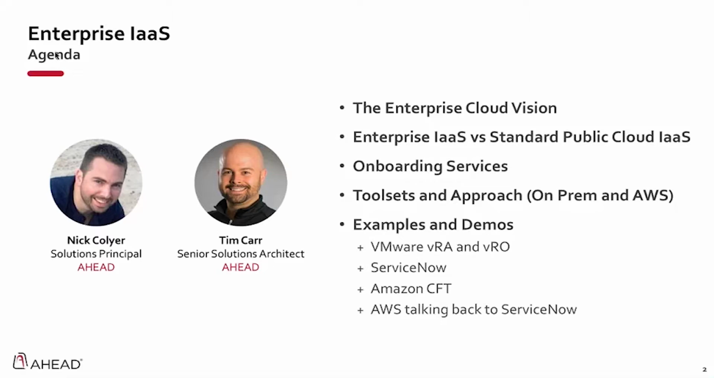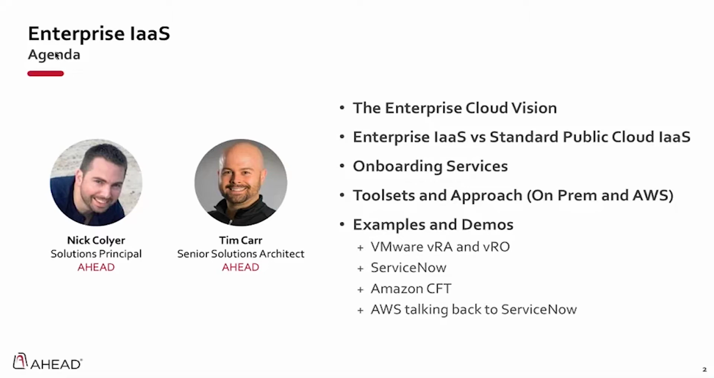And this is our agenda today. We try to make it a mixture of PowerPoint and demos for you. We're going to start off with the enterprise cloud vision, just how we see it and how we've seen large-scale Fortune 100 companies adopt cloud in their enterprise. Then a discussion of enterprise IaaS versus standard public cloud IaaS. You hear from Amazon, they've got IaaS services. You hear from Azure. What's the difference when we mean enterprise IaaS there? How do we onboard services?